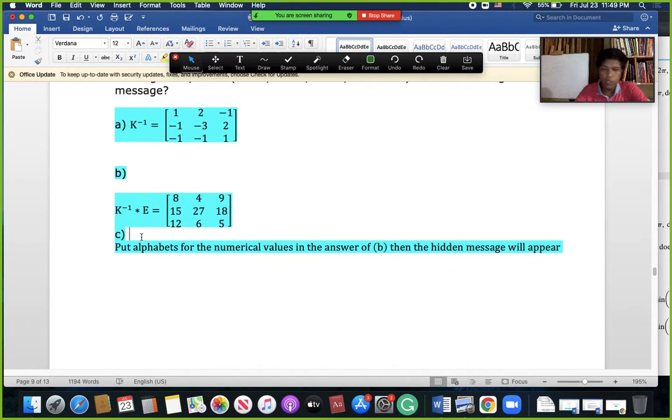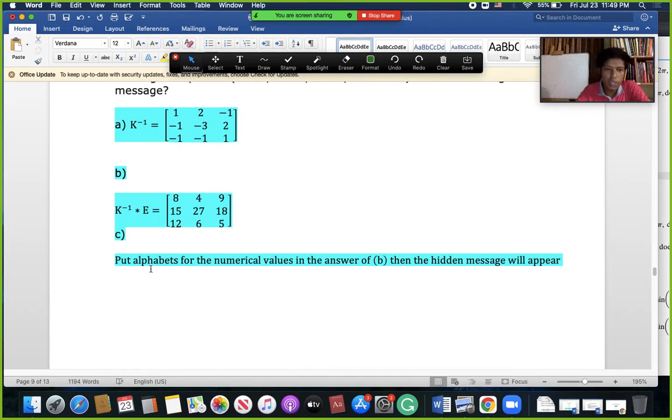To get the solution in the C number, put alphabets for numerical values. That means this is 8. So which alphabet? The English alphabet's 8th position. Which English alphabet is in the 4th position? You will write their alphabet instead of the numerical value. Then we will have the answer in the C number. This is not the answer. This line is not the answer. This is just an idea.